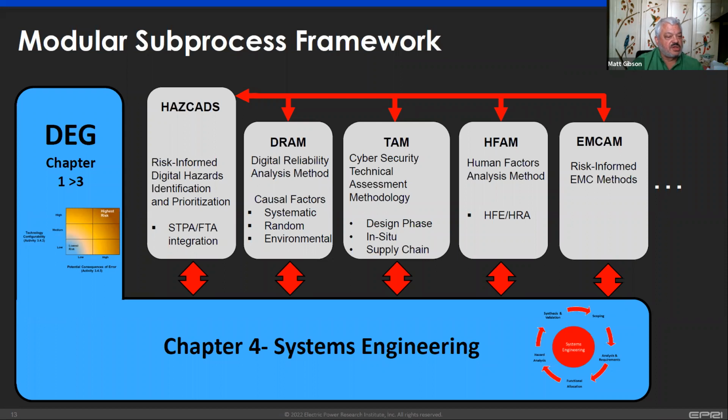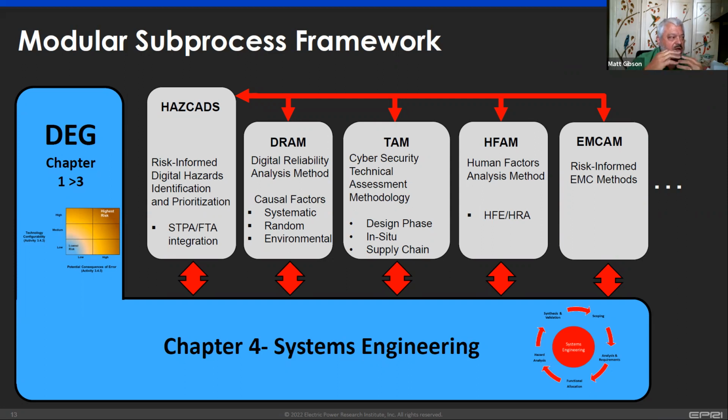This is a modular process. You see the DEG is the core, but we also have hazards analysis. It has CADS, that's our acronym for it. It uses system theoretic process analysis and fault tree integrated together. Our DRAM product handles the reliability, software and hardware reliability of a digital system, both systematic and random and environmental. The TAM handles the cybersecurity assessment at any phase. It's built right into the different phases of the design process. HFAM is a risk-informed human factors process. It integrates HFE and HRA together.